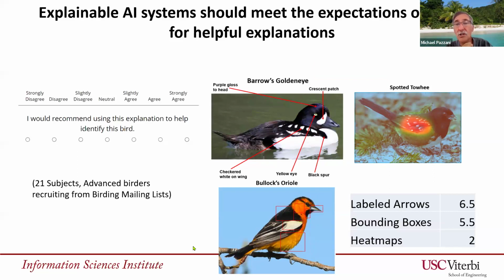Now, these were all done manually at first, and after doing it manually, we decided to implement systems that do it in their favorite way. And not surprisingly, their favorite way was using these arrows labeled with diagnostic features. On a scale of 1 to 7, they got a 6.5, whereas heat maps, which are used in explainable AI, got a 2, as they like to use that.